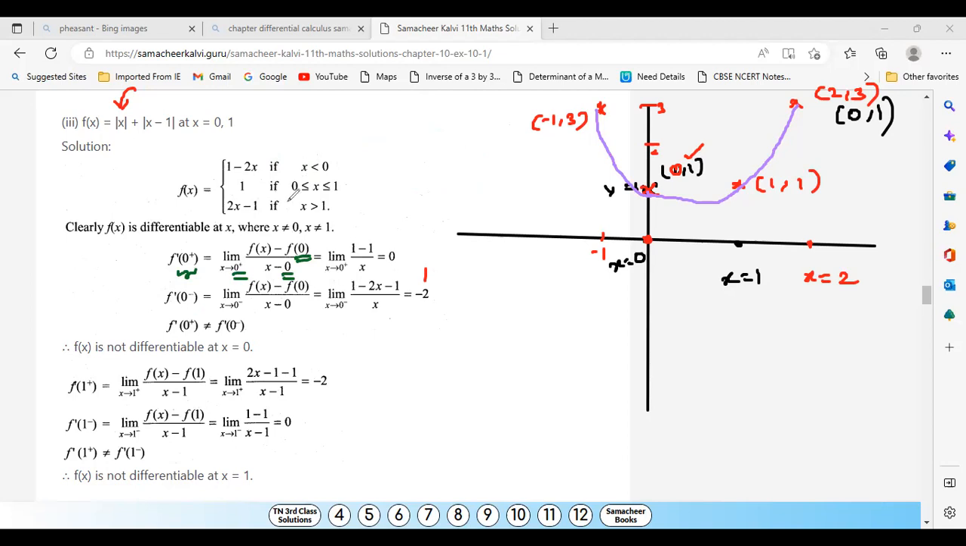2x minus 1. 2x minus 1 is for x greater than 1. Ma'am, if it is x greater than 1, it is greater than 0 also, no, ma'am?